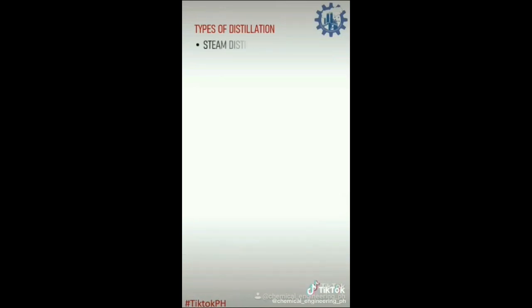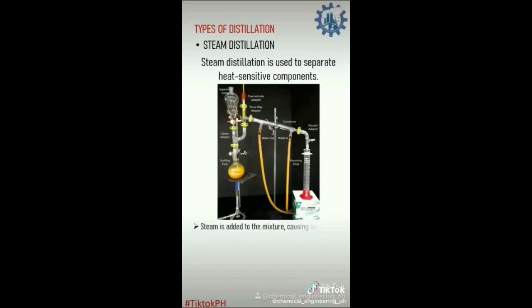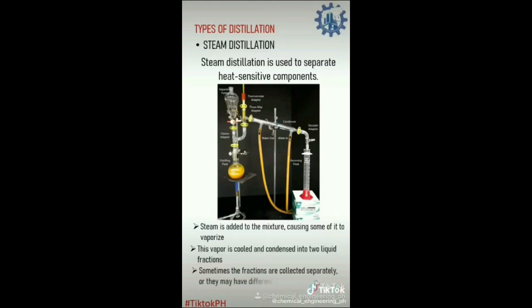Another type of distillation process is steam distillation. Steam distillation is used to separate heat-sensitive components. In this process, steam is added to the mixture, causing some of it to vaporize. This vapor is cooled and condensed into two liquid fractions. Sometimes the fractions are collected separately, or they may have different density values, so they separate on their own.